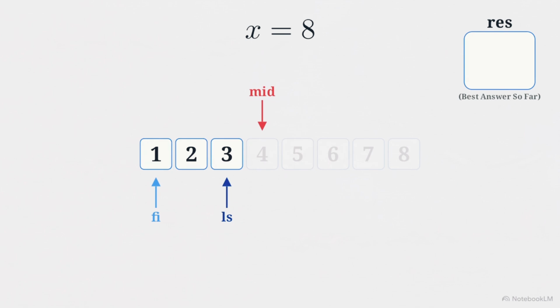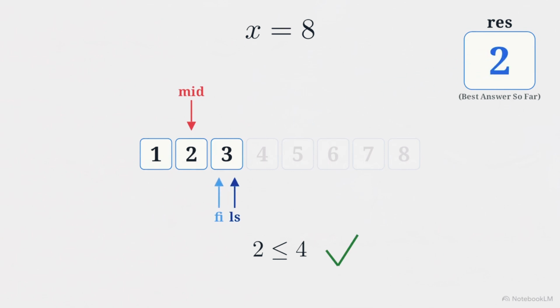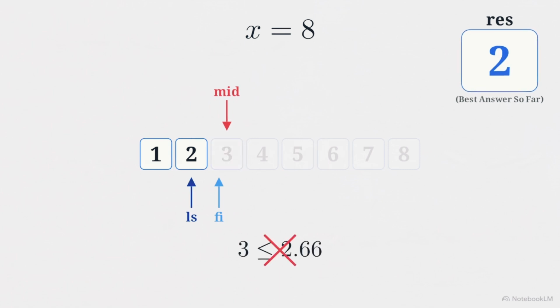Look at the remaining search space. Where does the next middle pointer land, and what happens to our empty res box? The new midpoint is 2. 2 is less than or equal to 8 divided by 2. This is a valid match, so the number 2 is saved into our best candidate box, and the left pointer moves up to search for anything higher.